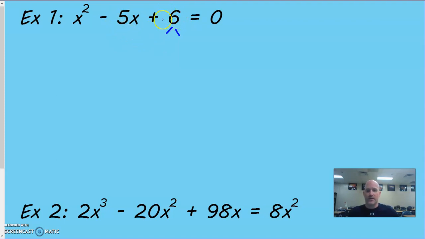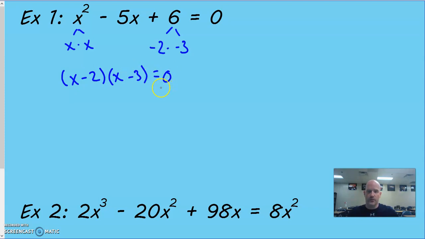So I need factors of a positive 6 that combine to a negative 5. In this case, I'm going to say negative 2 and negative 3, because negative 2 times negative 3 gives me a positive 6, but negative 2 minus 3 gives me a negative 5x. This x squared is really just x times x. So this means that I can factor it into x minus 2 times x minus 3, and that's set equal to 0. So using the zero product property, if this is equal to 0 and we multiply it by whatever that is, we're going to get 0. So it's a true statement, so that would be a solution.